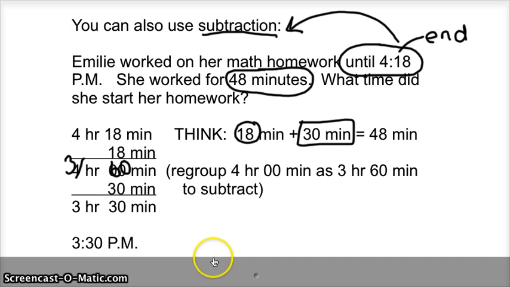So if you know the start time, you add the elapsed time to find the end time. If you know the end time, you subtract the elapsed time to find the start time.